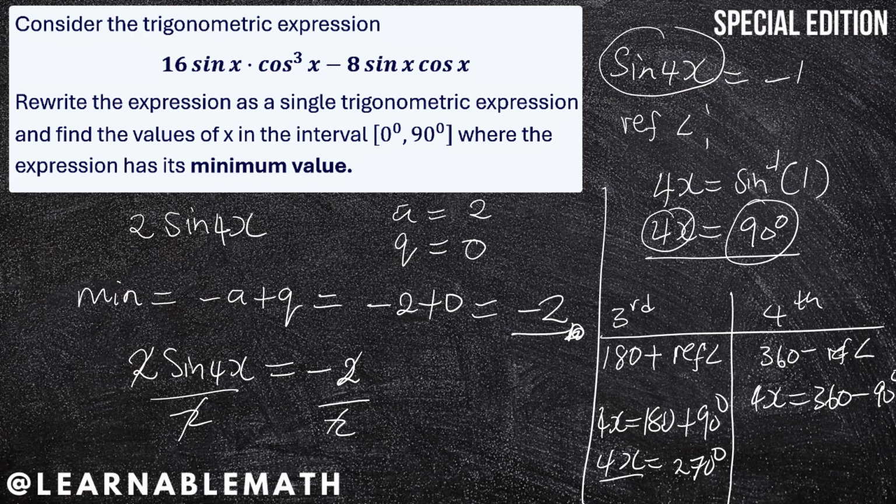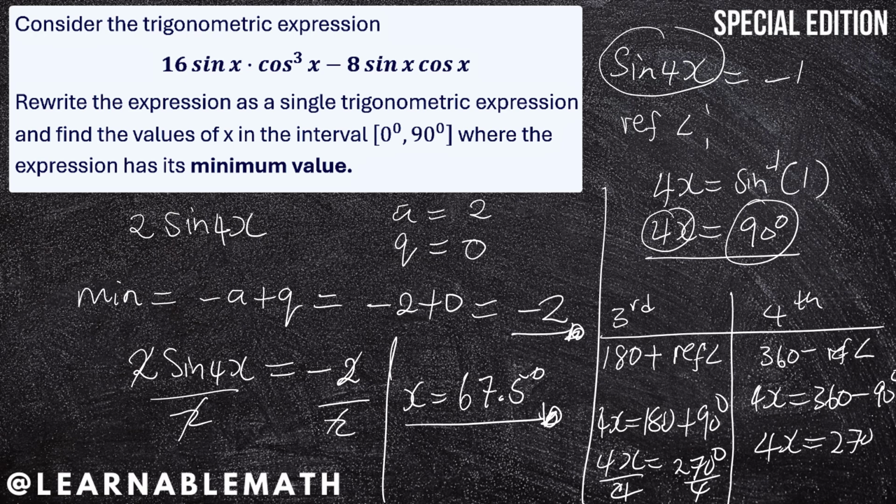Okay, so this will be 4x equals what? 270 degrees, divide by 4. Then you can solve for x. X is equal to 270 divided by 4, which will give you 67.5 degrees. Okay, and you can see it is between the interval 0 and 90. Then at this point, 360 minus 90, again, this side you are getting 270, right? So if you divide by 4 like that, you'll get x equals 67.5.